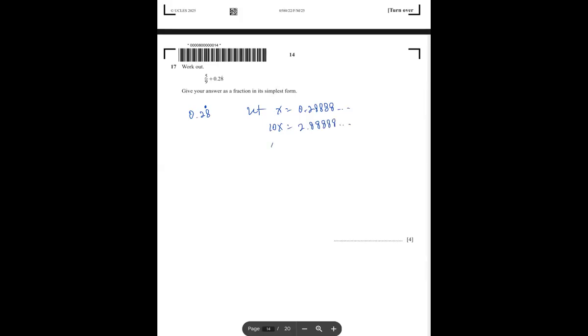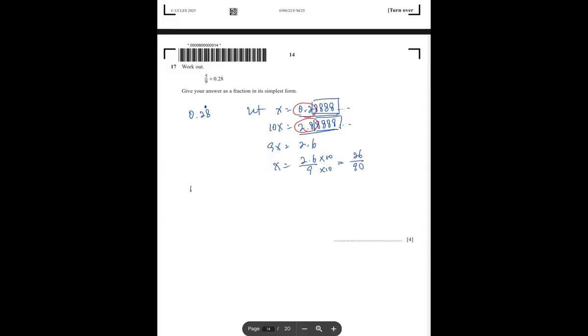Then we find the difference. So 9x is this whole thing minus this whole thing. You realize that the 8s behind all cancel out. So it's basically just 2.8 minus 0.2, which is 2.6. Then to find x, I divide 2.6 over 9. I cannot have decimals on top of fractions, so what I'm going to do is just times 10 to get rid of my decimals. It's 26 out of 90.